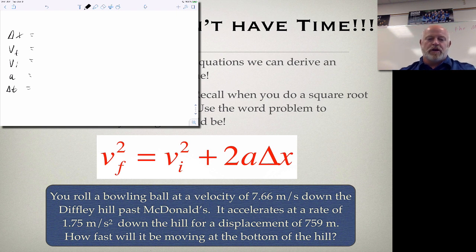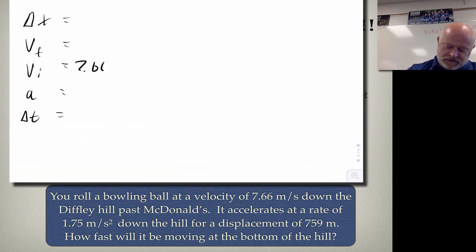Okay, so here we go. You roll a bowling ball at a velocity of 7.66 meters per second down Diffley Hill past McDonald's. I would not recommend actually doing that, but let's say hypothetically that happens. That is our initial velocity, so our velocity initial is 7.66 meters per second. It accelerates at a rate of 1.75 meters per second squared, so we have an acceleration of 1.75 meters per second squared. And it runs for 759 meters, so we have 759 meters.